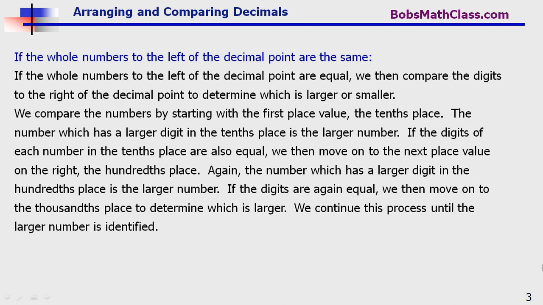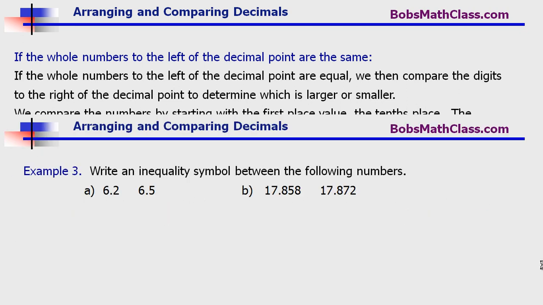So we go to each place value. We go to the tenths to see which is larger. If they're the same, then we go on to the next one on the right, the hundredths. If those are the same, we go to the thousandths. So the first number that has the larger place value, that's our larger number. Okay, let's try some examples.